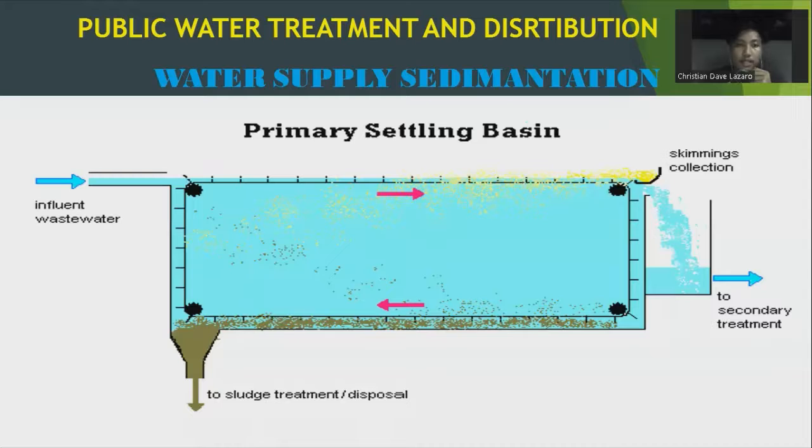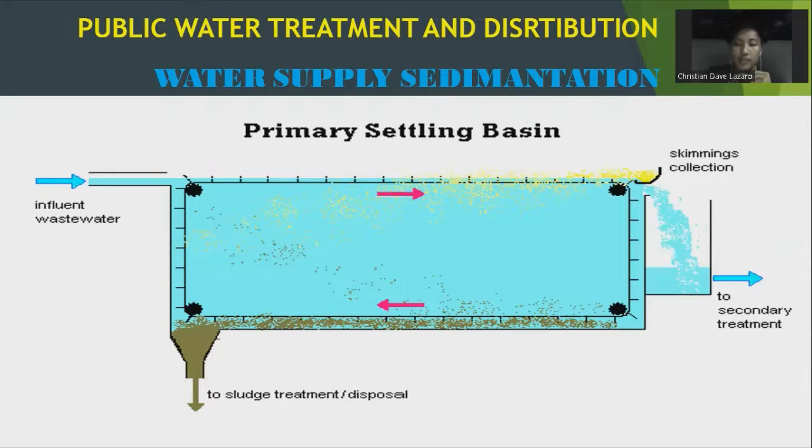So the next slide is water supply sedimentation. Sedimentation is the process of separation of suspended solids from the water by gravitational settling. Suspended solids may be organic if the waterway is subjected to preliminary treatment. And we have four main zones in a conventional sedimentation basin.